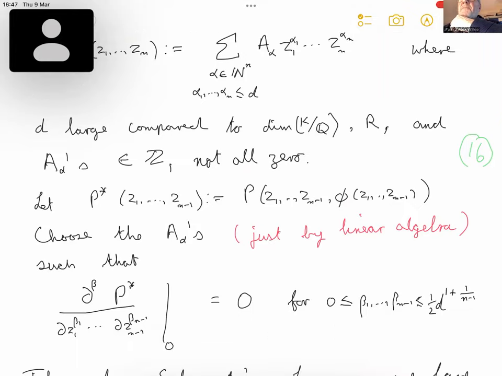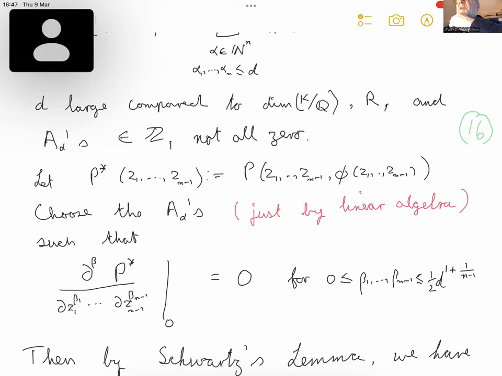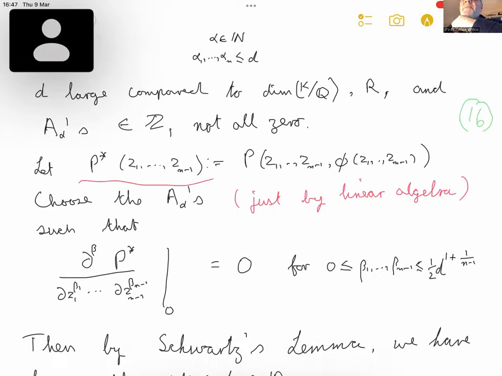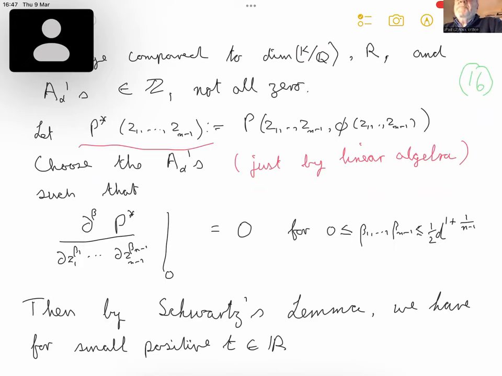So how do we choose them? Well, we first substitute phi of Z1 up to Zn minus 1 quite naturally for the last variable. We'll call that function P star of Z1 up to Zn minus 1. And now we choose the A alphas such that the function P star vanishes to a very high order, to this order here in each of the variables. And we can do that because, how many derivatives do we have to make vanish here? Well, it's this to the power n minus 1, and that is less than d to the n.